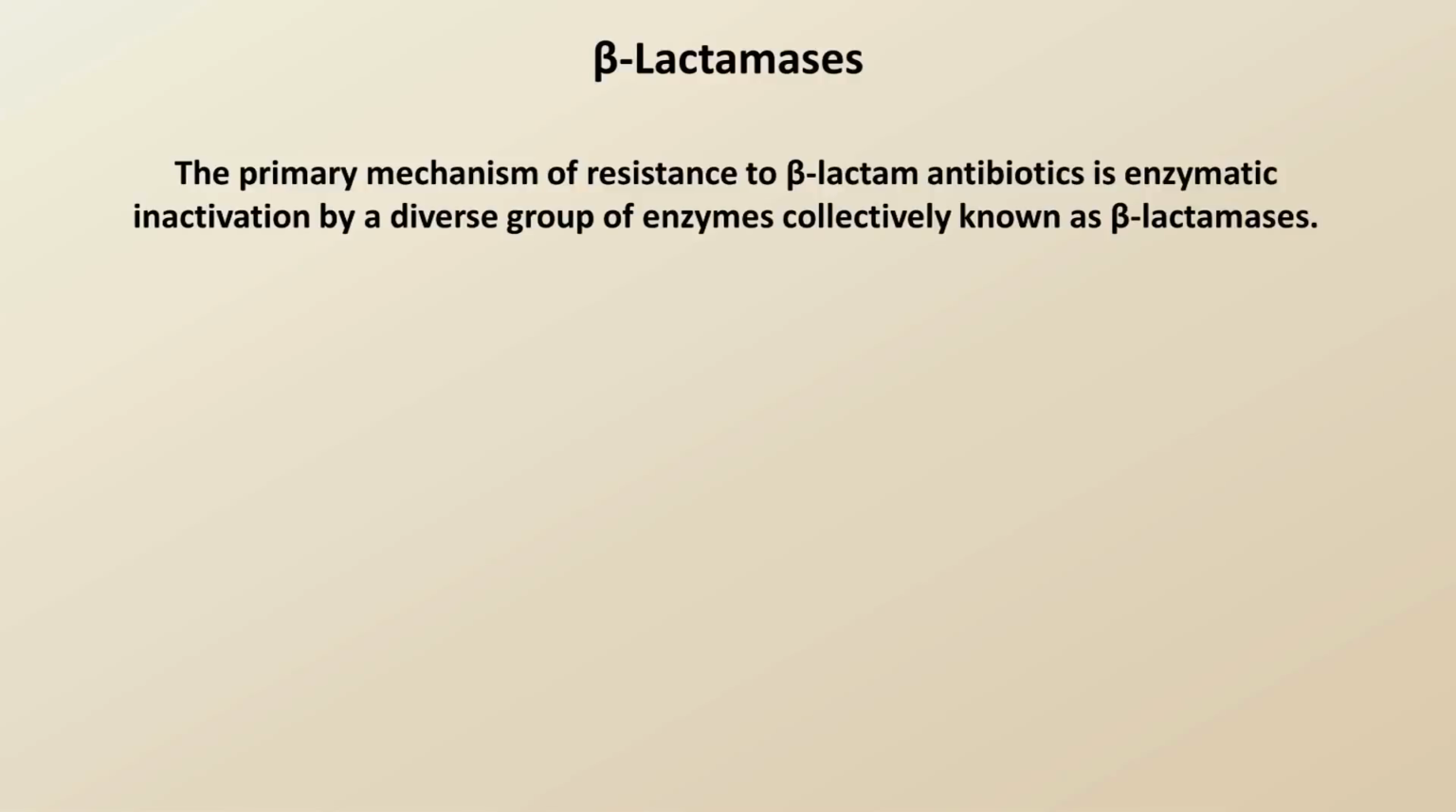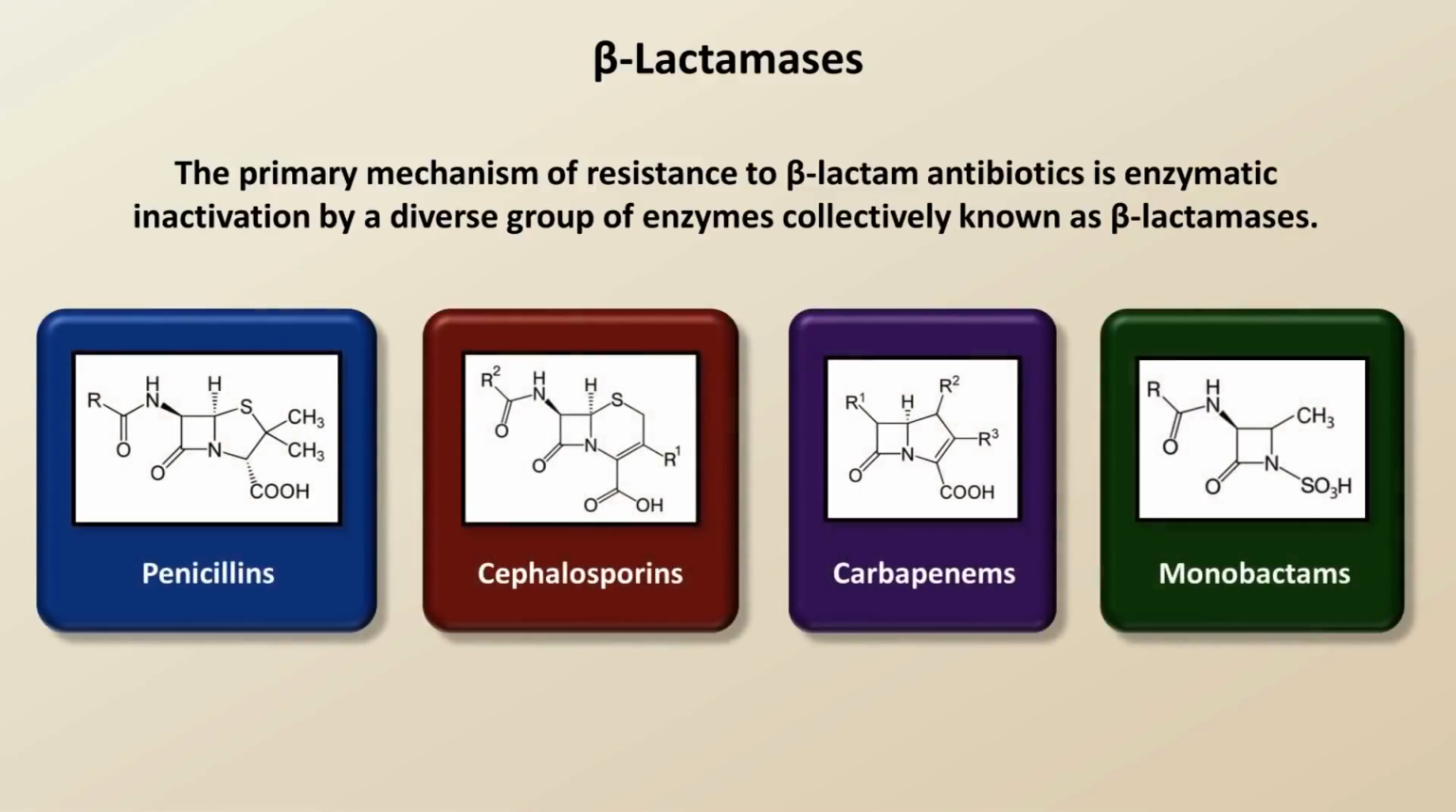To remind you about the beta-lactam superclass of antibiotics, here are the basic structures of the four types: penicillins, cephalosporins, carbapenems, and monobactams. You will see that they all contain the same four-member nitrogen-containing ring in the middle. All beta-lactamases share the ability to cleave this core ring at the identical spot, which renders the antibiotic completely inactive.